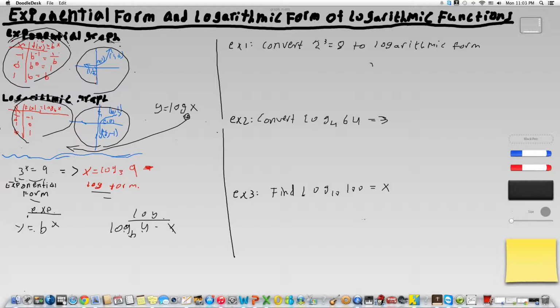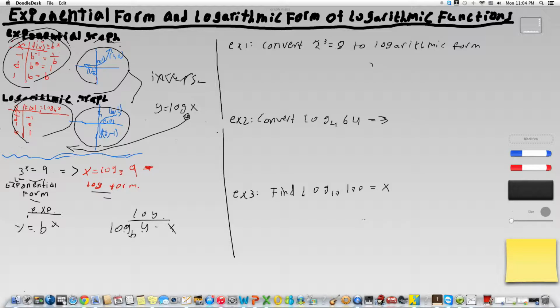And if you realize that, you can see that these two graphs are inverses of each other, and that brings me to my next point. Logarithms were created to be the inverse of an exponential function.